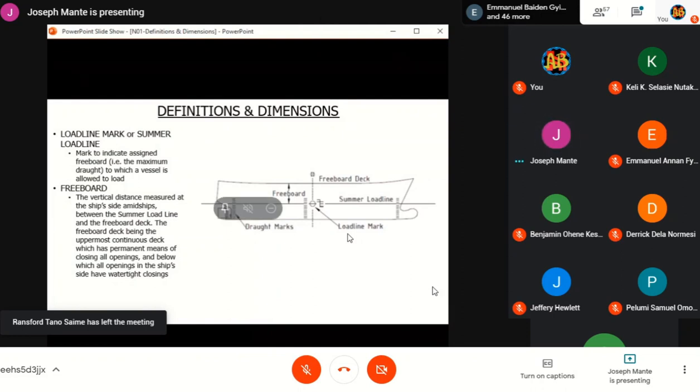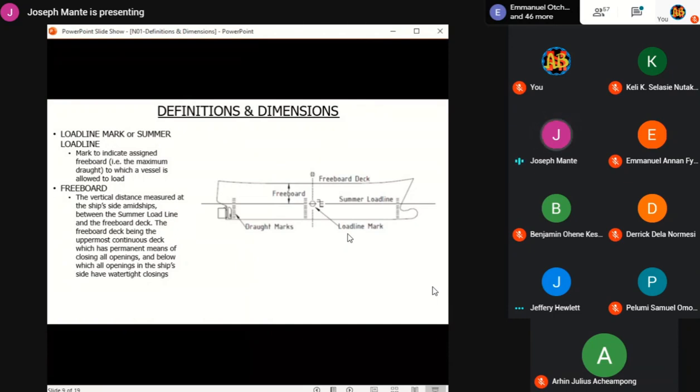Okay, all right. So we have the load line mark or summer load line, and we are saying that it is a mark to indicate assigned freeboard. Now all the vessels that have been designed, before I give you that accreditation, they check all these things. As I said earlier, before you design, you first have to calculate your displacement. So you calculate your deadweight, you calculate your lightweight, and from there you can determine where your load line mark should be.